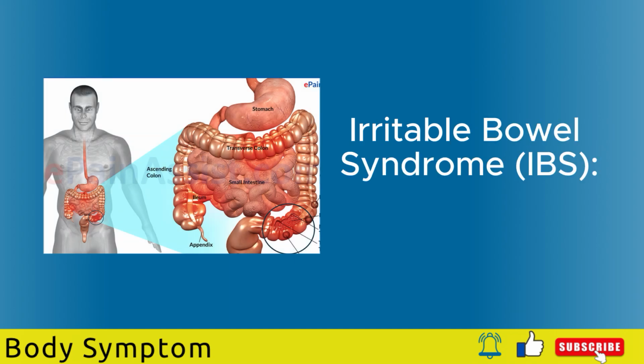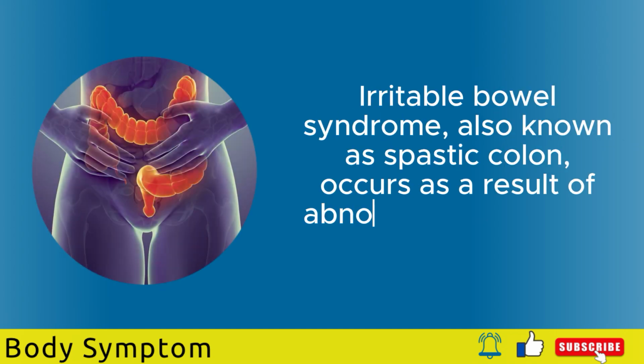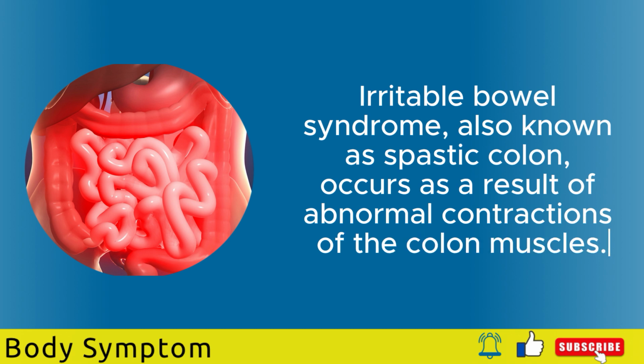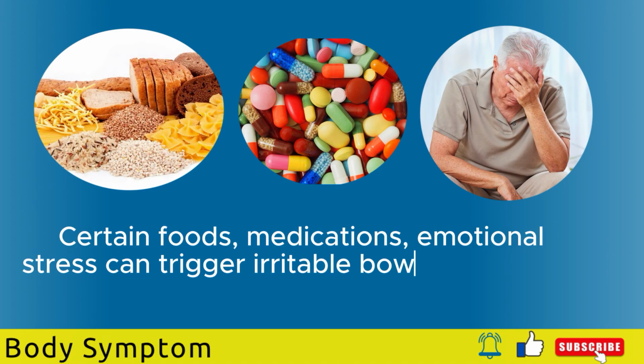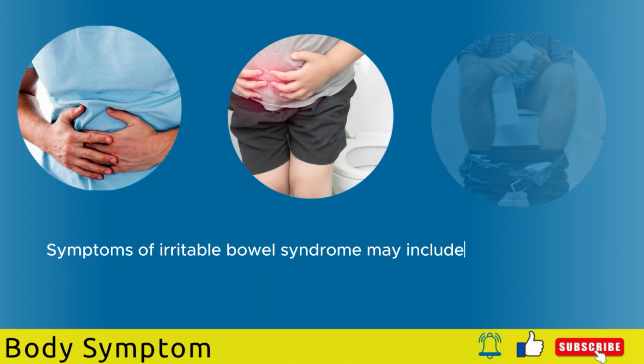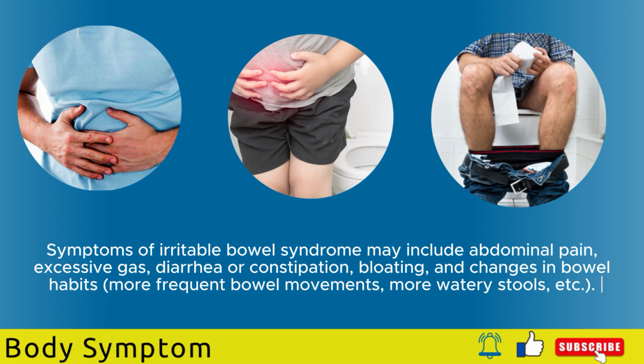Irritable bowel syndrome (IBS). Irritable bowel syndrome, also known as spastic colon, occurs as a result of abnormal contractions of the colon muscles. Certain foods, medications, and emotional stress can trigger irritable bowel syndrome. Symptoms of irritable bowel syndrome may include abdominal pain, excessive gas, diarrhea, or constipation, bloating, and changes in bowel habits, more frequent bowel movements, more watery stools, etc.